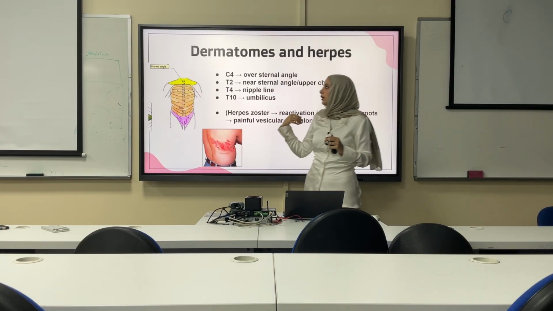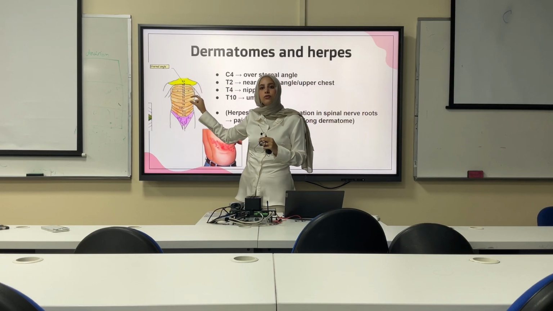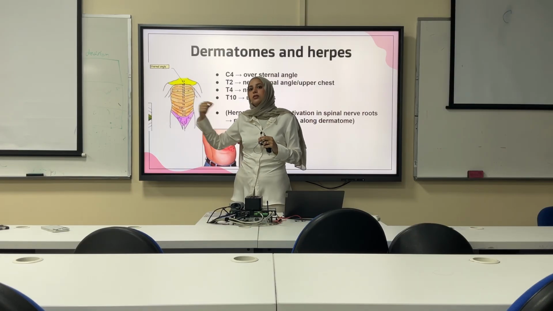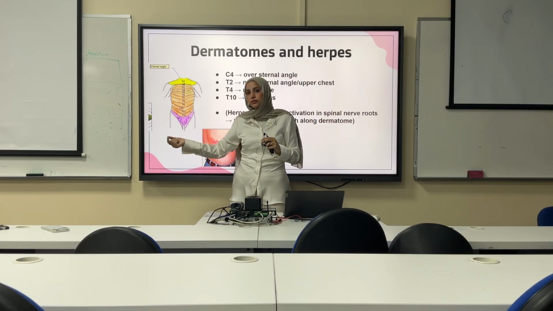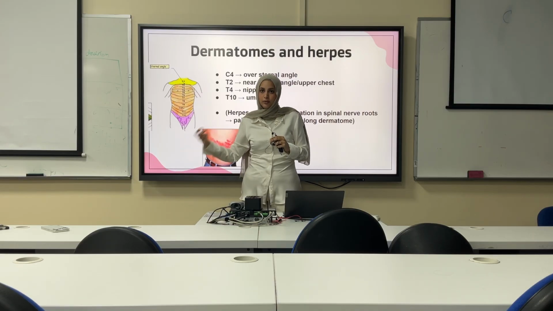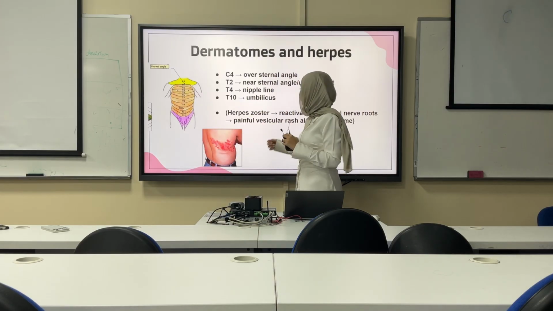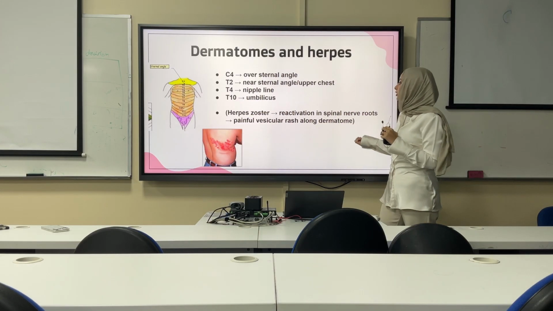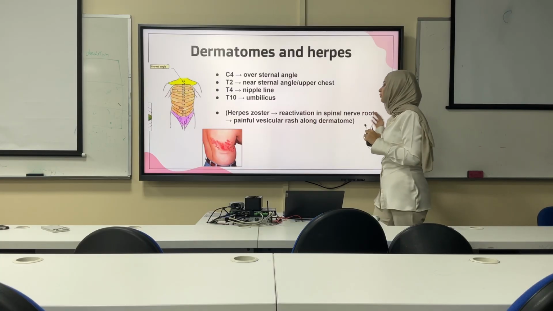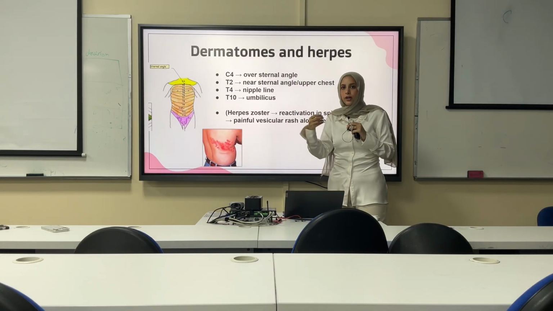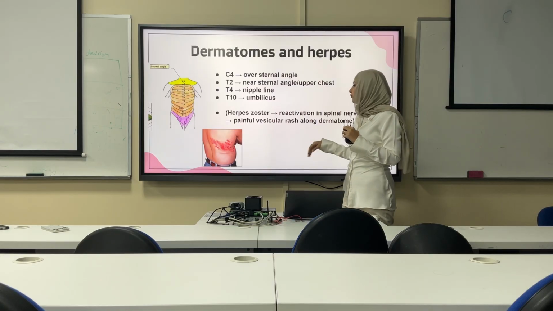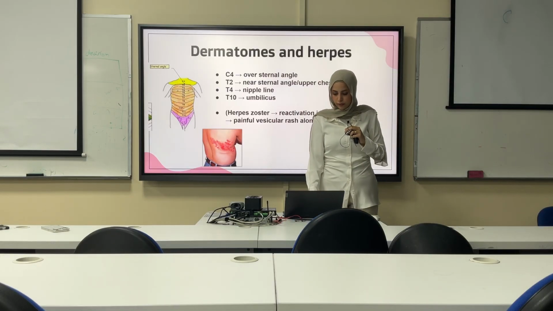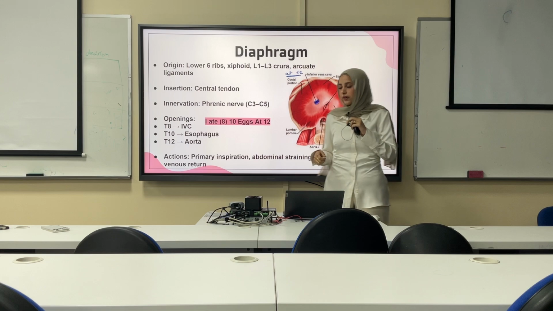Now the rest, where do they go? In between the C4 and the T2, from C5 to T1, brachial plexus, right? You remember they go into the arm. Now herpes zoster, it's just a reactivation of the virus in the spinal nerve roots, and it's a very painful rash along the dermatome that it affects.